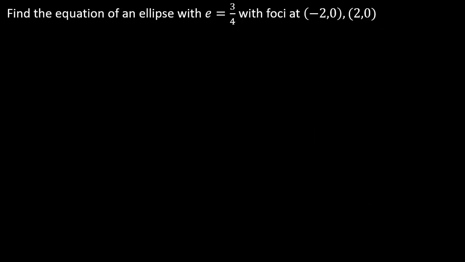Okay, so the other way that you could deal with eccentricity is if you have to write the equation of an ellipse. So find the equation of an ellipse with e equal to 3 over 4, with foci equal to negative 2, 0 and 2, 0.